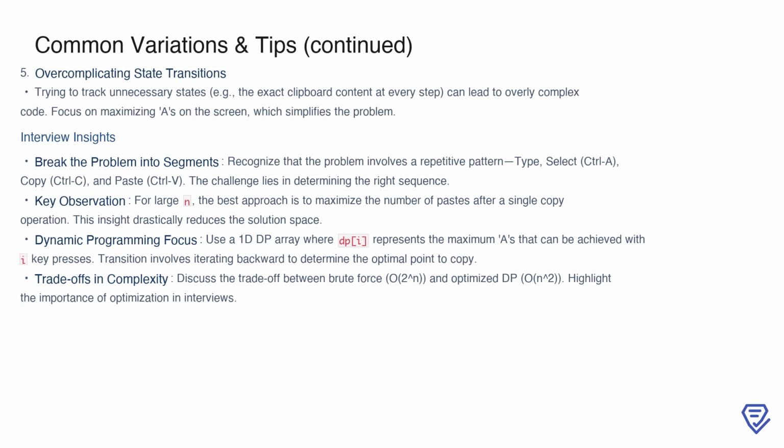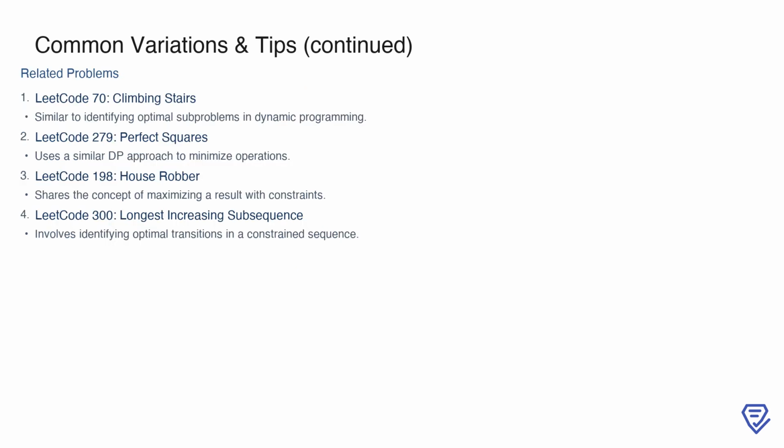Lastly, it's important to understand the trade-offs in complexity. Brute force has a time complexity of O(2^n), which is infeasible for larger inputs. Optimized dynamic programming reduces this to O(n²), making it much more efficient and a great strategy to discuss in interviews. The 4 keys keyboard problem also shares similarities with other well-known dynamic programming problems, making it a great opportunity to build transferable skills. For instance, LeetCode 70, Climbing Stairs, involves identifying optimal subproblems, which is a core principle in this problem as well.